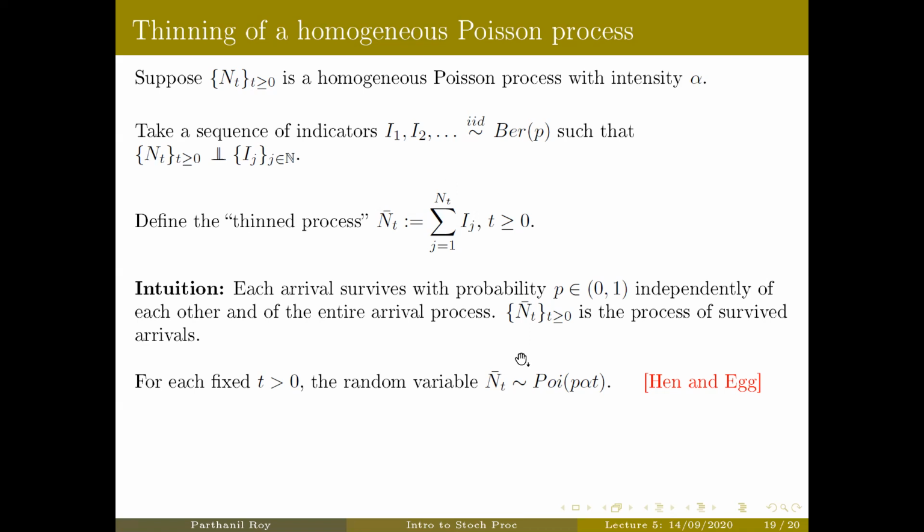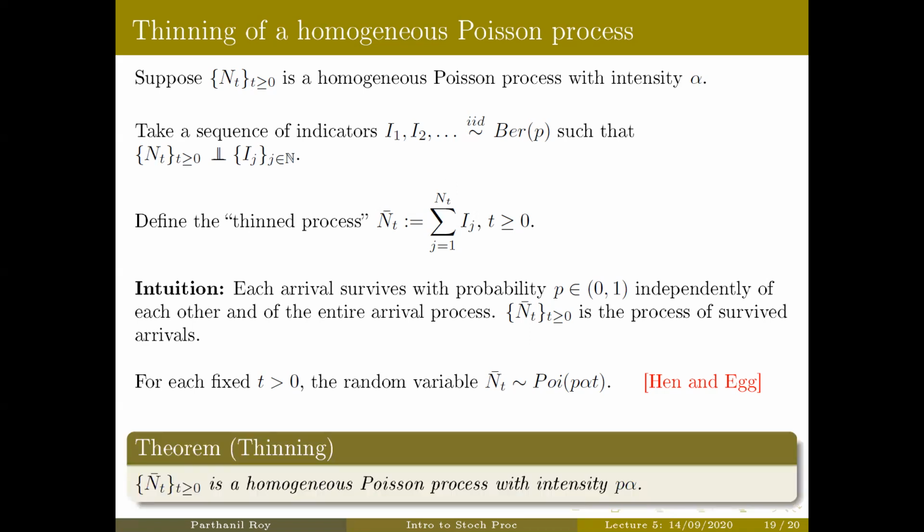So therefore, it's not at all surprising to expect that the entire process n bar t is actually a homogeneous Poisson process with intensity p alpha. Of course, this is just a statement about the random variable n bar t for a fixed t. This doesn't prove that this is a Poisson process with rate p alpha. This has to be proved, and we'll do it in the next lecture with details.